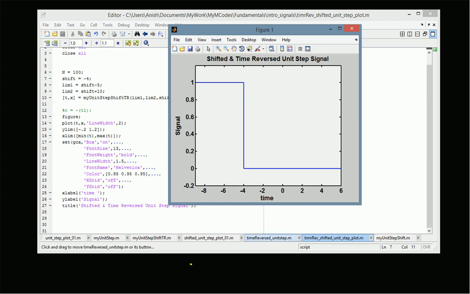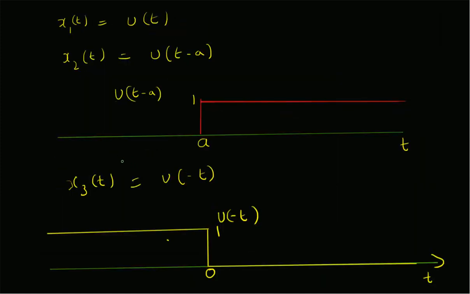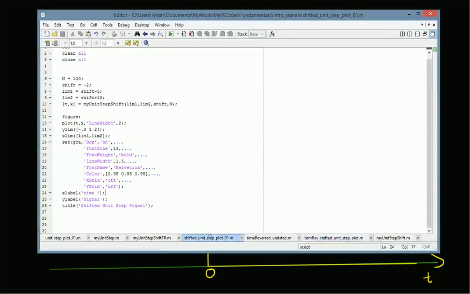To summarize, in this video we have looked at 3 different transformations of the unit step signal. The first one is the shifted version of the unit step signal, that is x2 of t is equal to u of t minus a. If a is positive, it will shift towards the right of t equal to 0, and if a is negative, it will shift towards the left of t equal to 0. So we looked at this one, and we verified it in Matlab as follows.